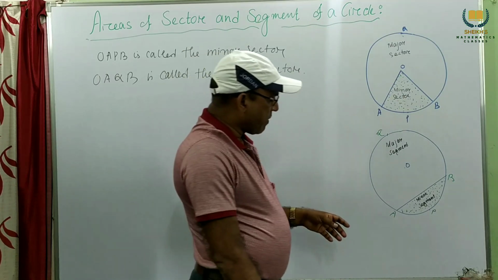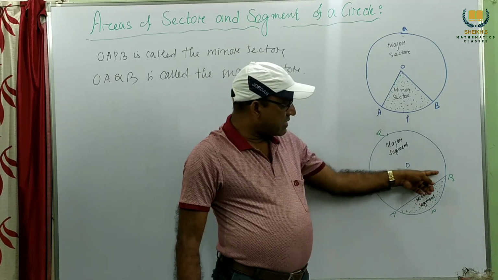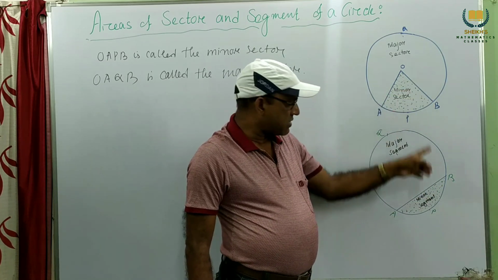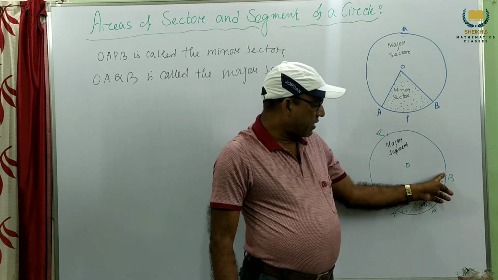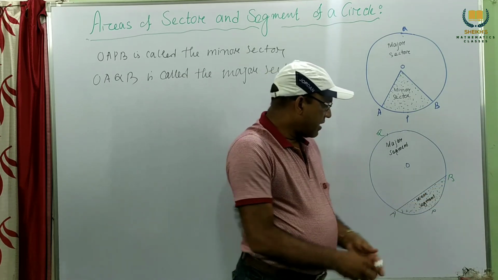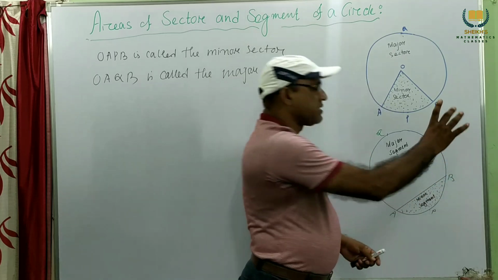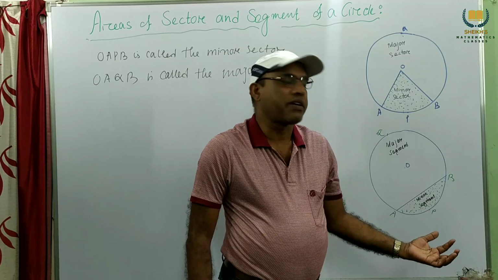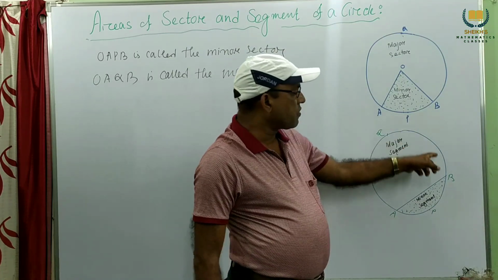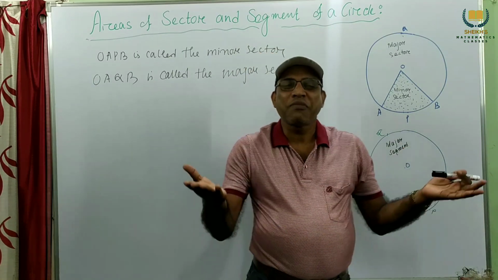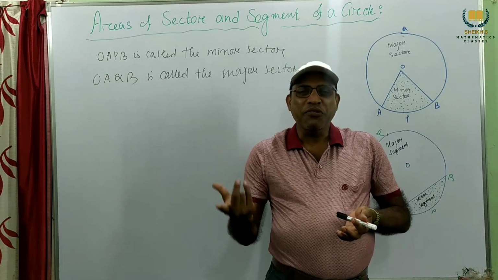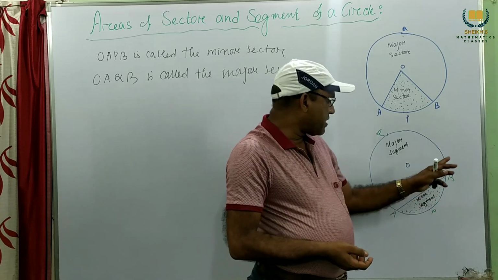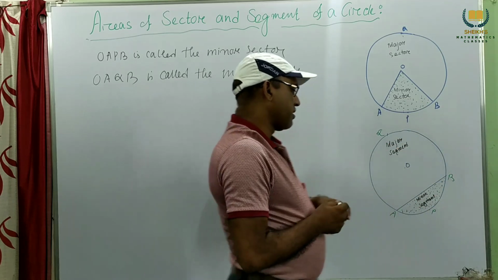Next we consider segment. Segment means this is a chord, but sector means radius. AB is a chord, and this is an arc. This portion is called segment. This small portion is called minor segment, and this whole portion is called major segment. Minor means less, and major means large. So this small portion is called minor segment, and this is called major segment.